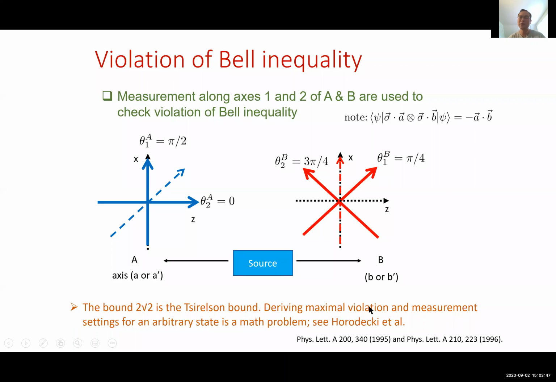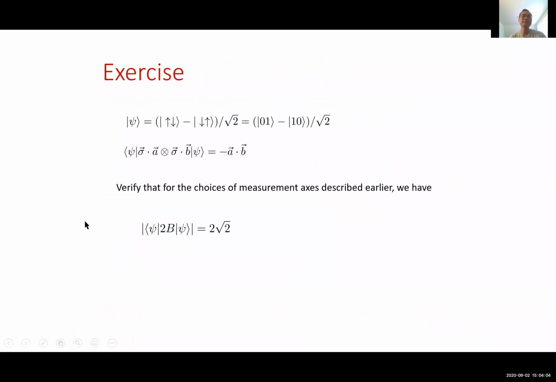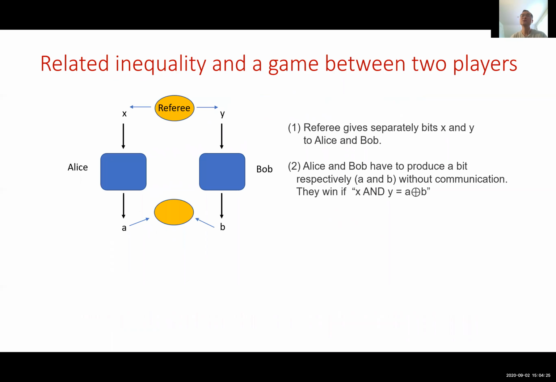Y95, it's a difficult math problem. Some problems are easy to state, but difficult to prove. So that will be the exercise. In fact, I already posted homework too. So you will be proving this equality, and then you will also show that under the maximum setting of the measurement axis, you get 2 square root 2.